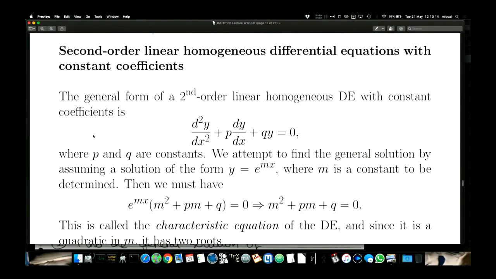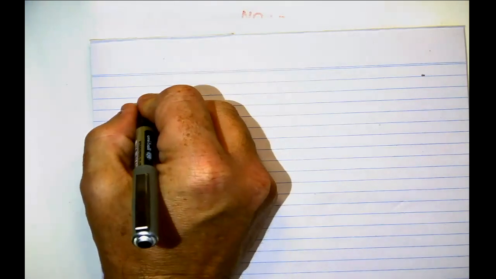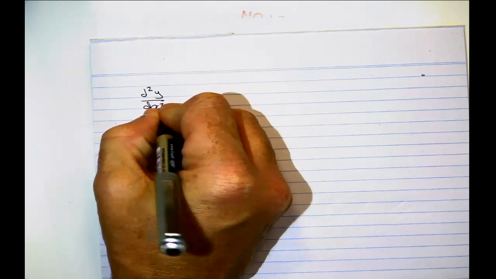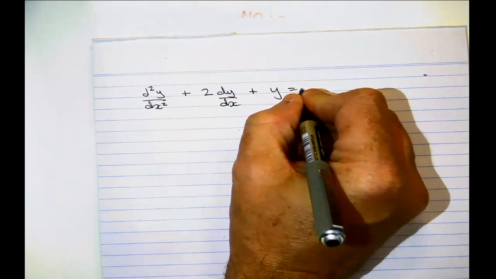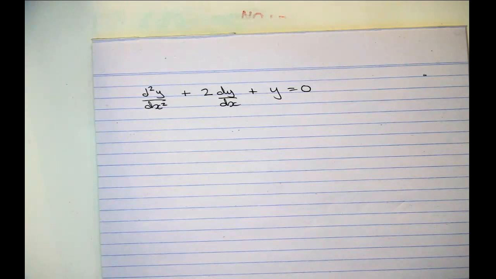Well, first off, let's have a look at some special cases. Let's say, for example, we had that, right? And I need to find, let's make life easy, let's just find a solution first. All right, how would I do it? Well, look at it. I need a function whose, when I find its second derivative and add 2 times its first derivative plus add itself, I get 0. In other words, I need a function whose derivative is proportional to itself.